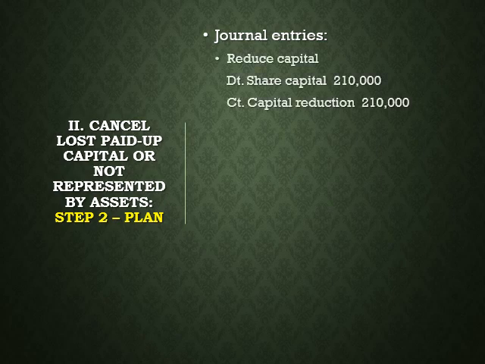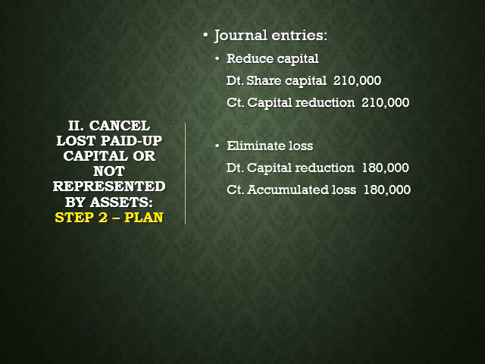To reduce capital, we debit share capital or capital contribution account with the total capital loss determined earlier at 210,000 ringgit and credit capital reduction account with the same amount. To eliminate the accumulated loss, we debit capital reduction account with the amount of accumulated loss of 180,000 ringgit and credit accumulated loss account with the same amount. So now we have eliminated the accumulated loss account.